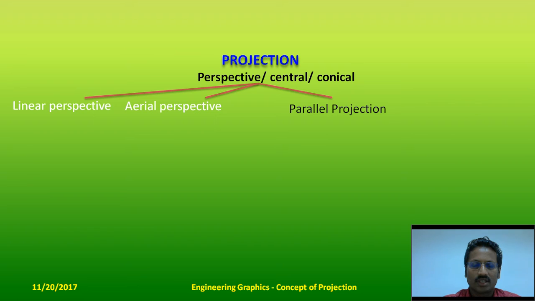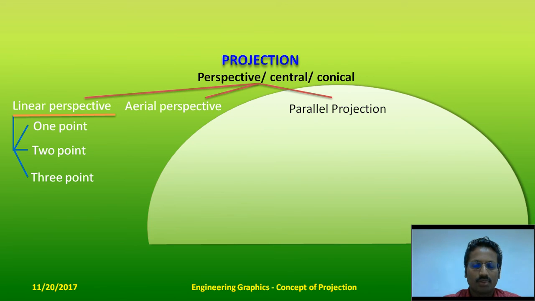Perspective projection is classified under three categories. One is your linear perspective, the next one is your aerial perspective, and the next one is going to be a parallel projection. In linear perspective, you have 1-point perspective, 2-point perspective, and 3-point perspective. These point perspectives are nothing but the number of vanishing points. If you have only one point at which all the receding edges vanish, you call that 1-point perspective. And if you have two vanishing points, you call that 2-point perspective. If all the three principal axes vanish at three different points, you call that 3-point perspective.